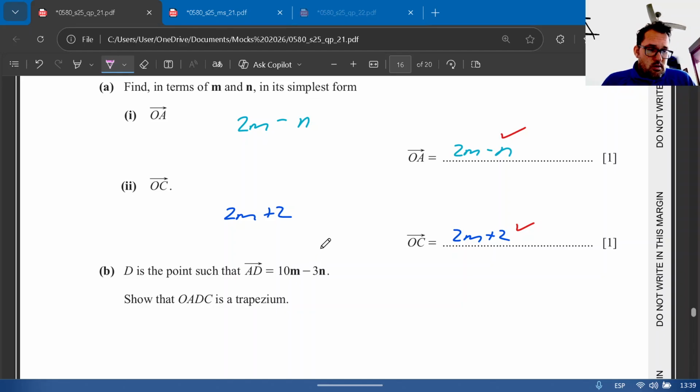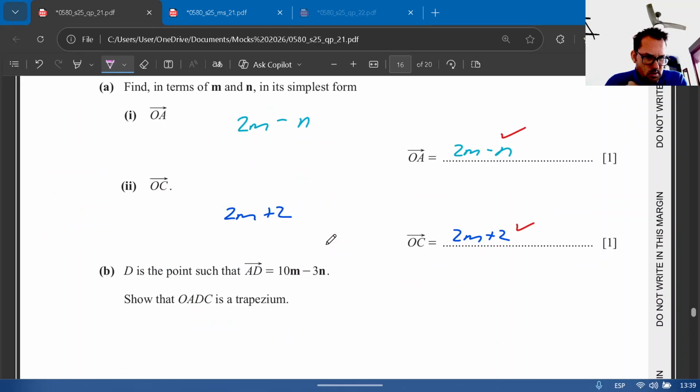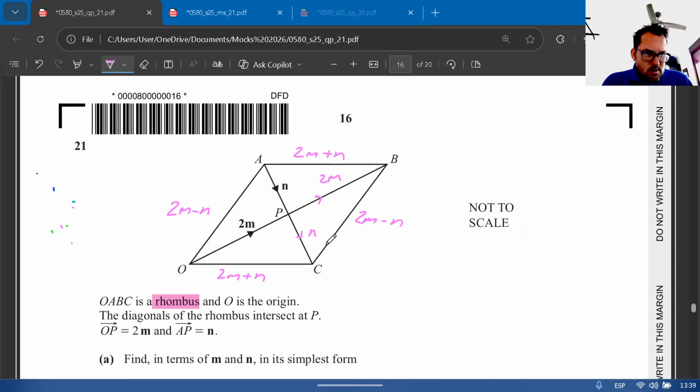D is the point. Oh, let me bring another point. Such that AD equals 10M minus 3N. AD. Oh my word. AD. So, show that it's a trapezium. And that's the only thing I can think of here.